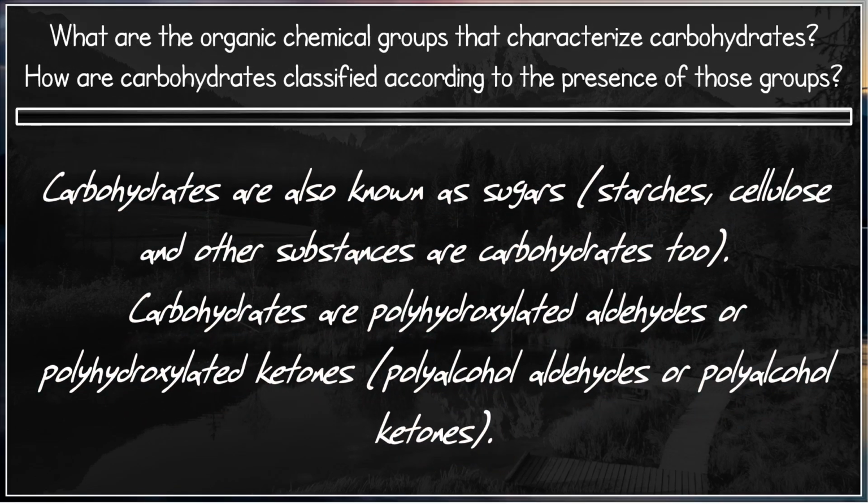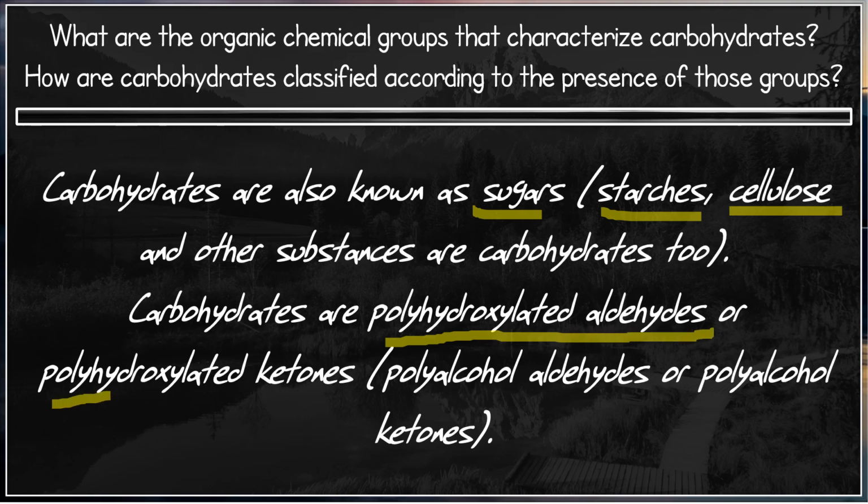Carbohydrates are also known as sugars. We have starch, cellulose, and other substances that are carbohydrates too. Carbohydrates are polyhydroxylated aldehydes or polyhydroxylated ketones. We have, for example, polyalcohol aldehydes and polyalcohol ketones.